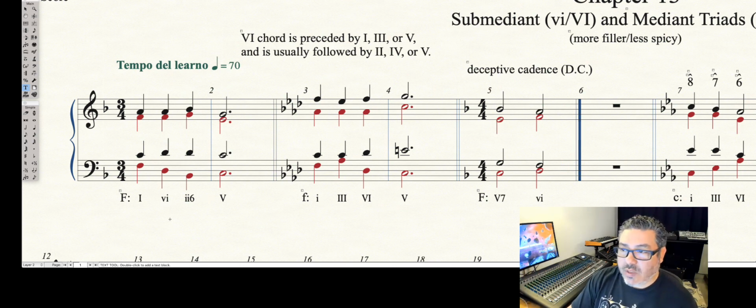So starting with what's preceded by a 6th chord. A 1 can precede a 6th chord, or a 3 can precede a 6th chord, or a 5 can precede a 6th chord. As far as following it, after the 6th chord, it can be a 2 or a 4 or a 5 chord. Okay, so let's look at our first example here. In measures 1 and 2 is a 1 to 6, 2, 6 to 5. Let's hear that. Let's see what that sounds like.